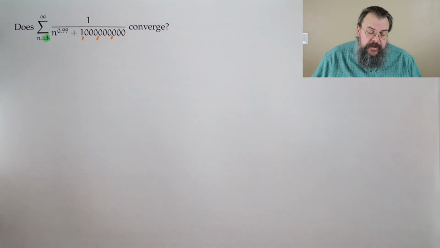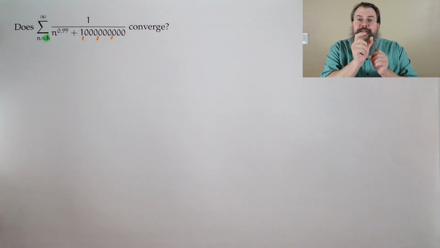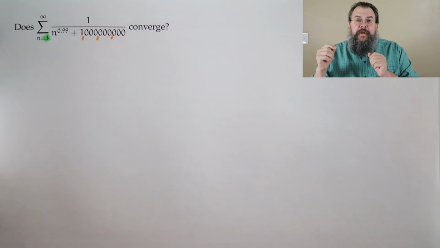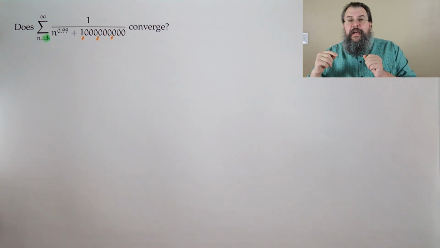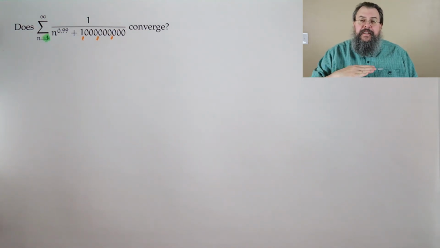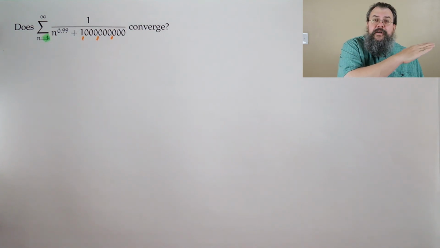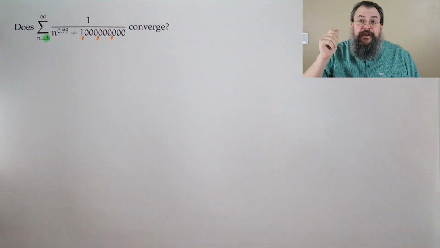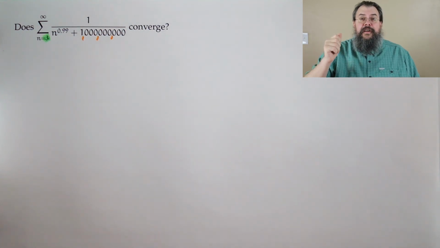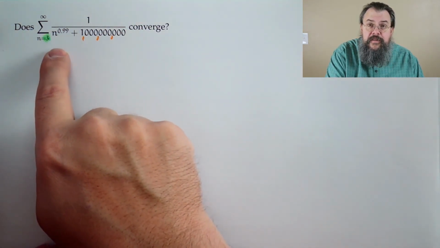Well, we look at it and say, there's noise, right? Because there's addition. So what's going to change more, a billion or n to the 0.99? So, a billion is pretty big. N to the 0.99, not that big at first, but it starts to get bigger and bigger. And eventually, in the long run, this dominates.